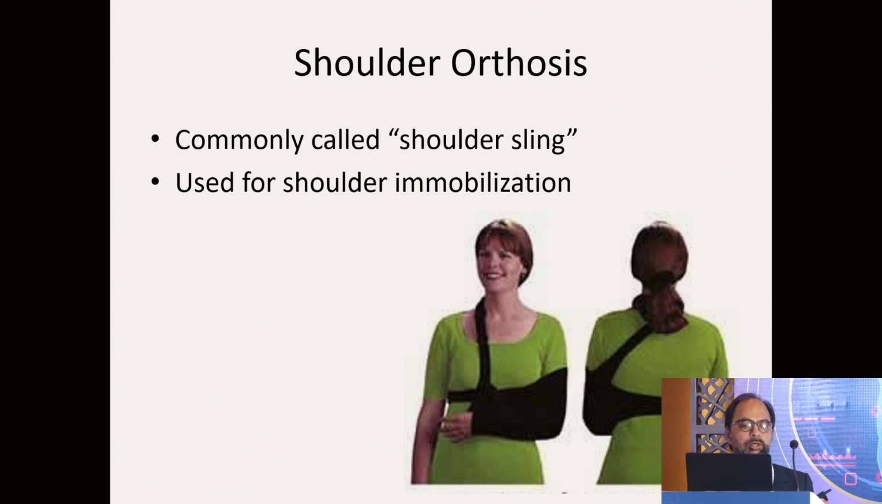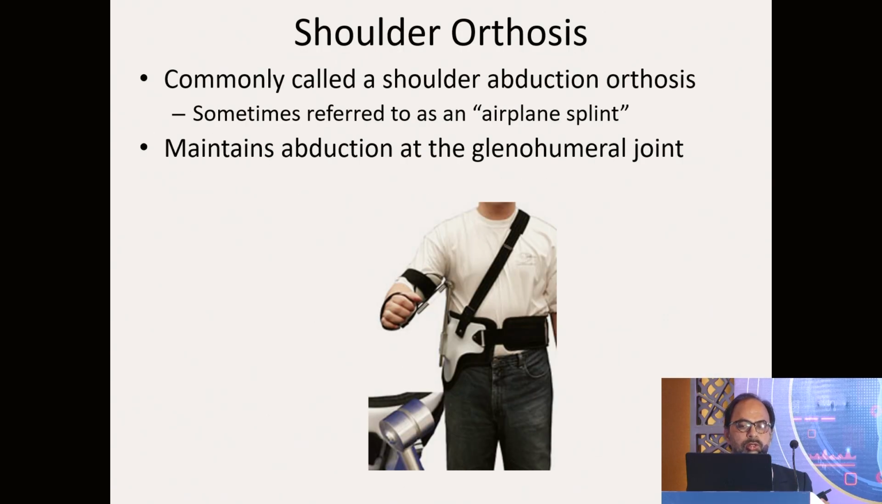Then shoulder orthosis, we commonly call it a shoulder sling. It is used for shoulder immobilization. Another type of shoulder orthosis is the airplane splint, which maintains abduction at the glenohumeral joint. Mostly in our practice, we usually give it in brachial plexus injury.